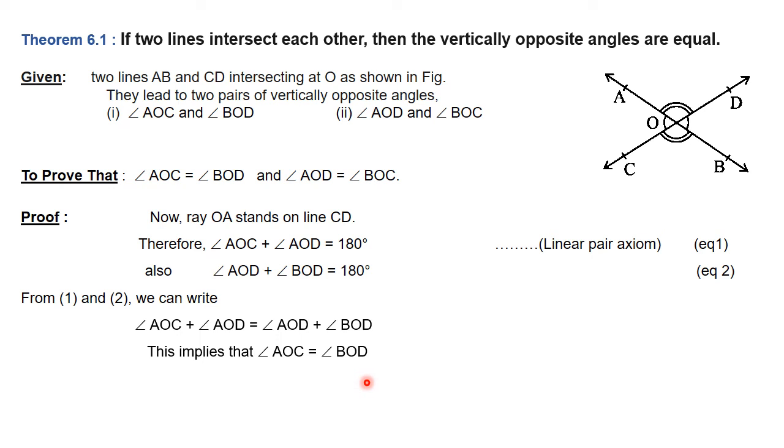Similarly, we can prove that angle BOC is equal to angle AOD. Hence, we proved that when two lines intersect each other, then the pair of vertically opposite angles are equal.